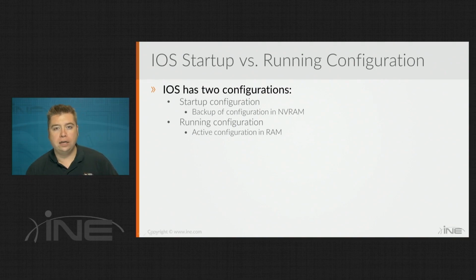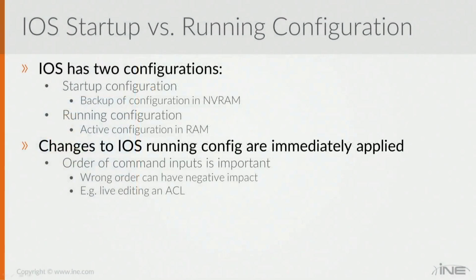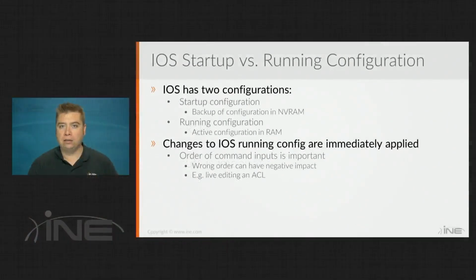Now, one of the disadvantages of IOS in terms of its configs is that when you make a change, it's immediately applied. So this means that if you issue a command in the wrong order, you have some potential ways that you can cause negative impacts to the network. For example, maybe you're live editing an ACL that's applied on an interface. You could accidentally deny your management session to the router or to the switch, and then lock yourself out from doing additional changes.